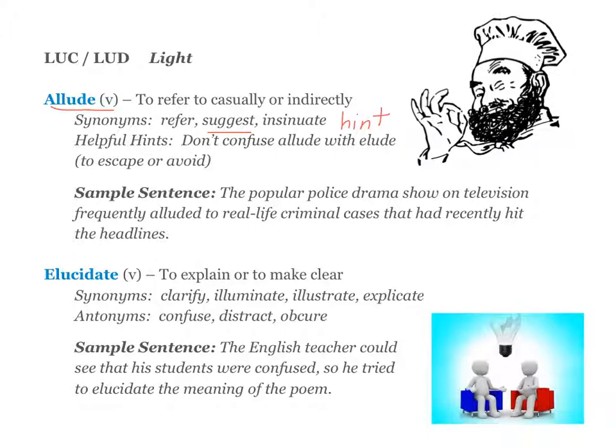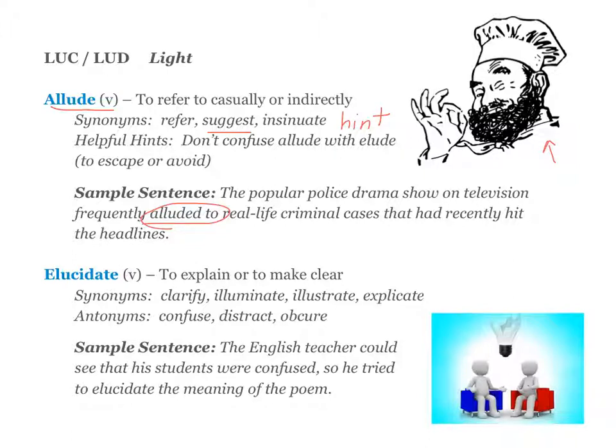So this chef here is winking. And he's alluding to the fact that his food is good, right? So he's not saying outright the food is good, but his wink alludes to the fact that his food is good. Your sample sentence says, the popular police drama show on television frequently alluded to real-life criminal cases that had recently hit the headlines. So that means that there are purposeful similarities between the cases on the show and real-life cases. So it's hinting at what's happening in real life.